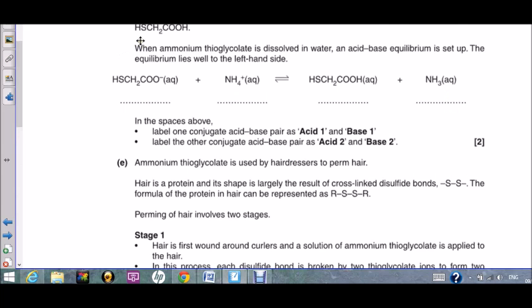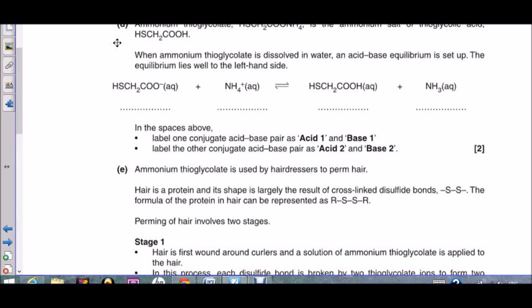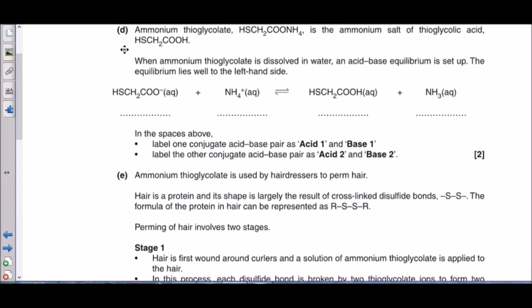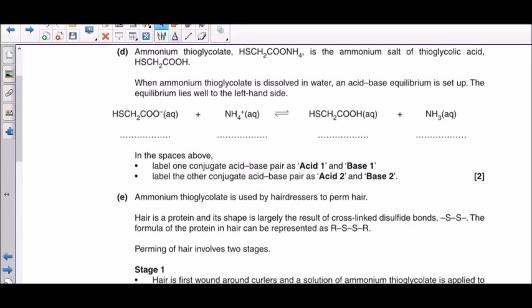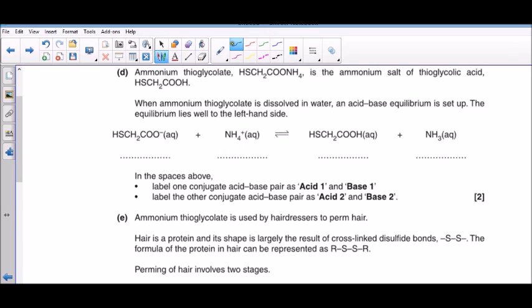And finally we get on to part D of question 3, and this is where it really does get quite tough. First bit's not too bad, but part E is really quite challenging. So if we look at what we have to do, we've got ammonium thioglycolate. Thio indicates that we've got sulfur in this compound, and it's the ammonium salt of thioglycolic acid. Again, we've been given the formula, and when it's dissolved in water we get an acid-base equilibrium.